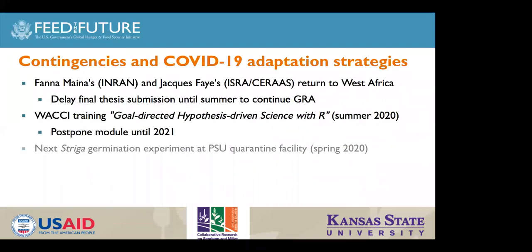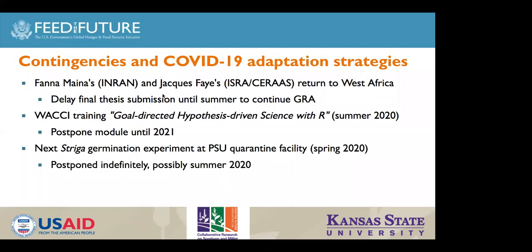COVID contingency planning, last one, is we're looking at delaying Fauna and Jacques' return to West Africa. They're getting done, they will be done, but we can just delay the final thesis submission to the grad school, and that would allow them to continue on a GRA through the summer.